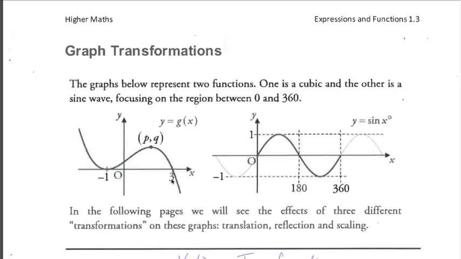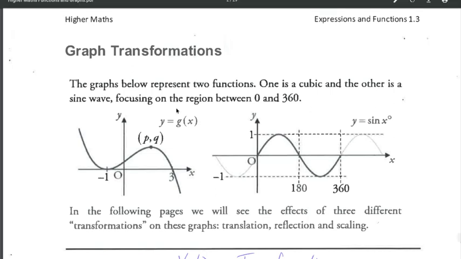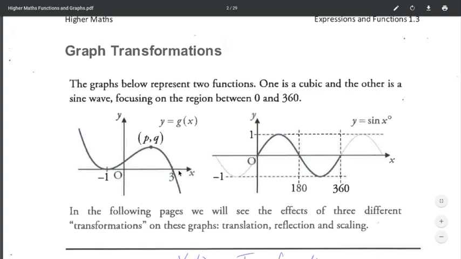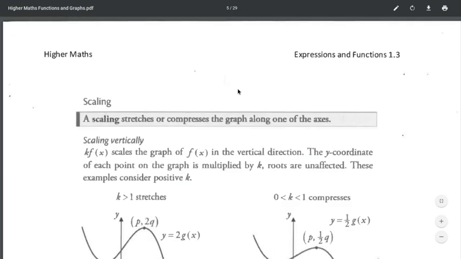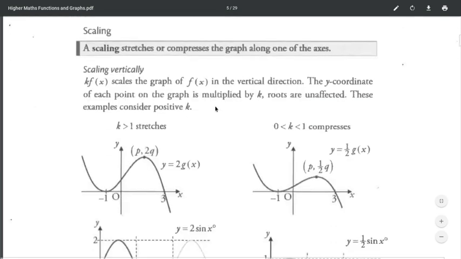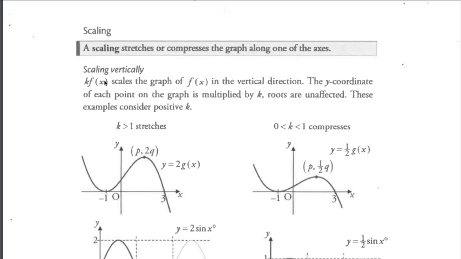So again, we're starting off with these two graphs. We have a sine graph and we have a cubic crossing at -1 and 3 with a maximum turning point of (p, q). And so to scale vertically, to stretch vertically, kf(x) scales a graph of f(x) in the vertical direction.